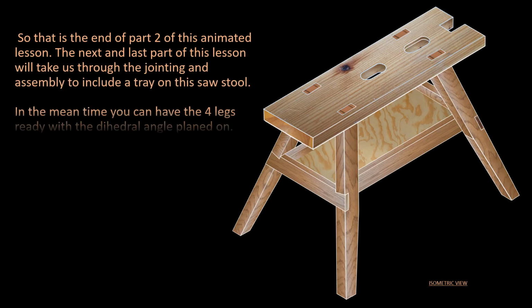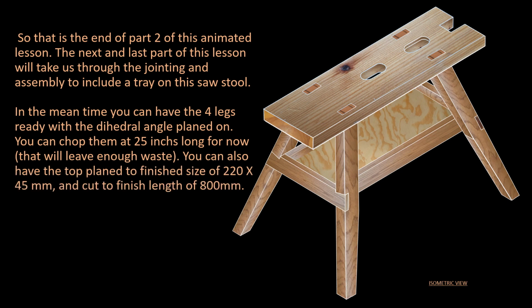So that is the end of part 2 of this animated lesson. The next and last part of this lesson will take us through the jointing and assembly to include a tray on this saw stool. In the meantime, you can have the 4 legs ready with the dihedral angle already planed on, and you can chop them at 25 inches long for now. That will leave you enough waste, and of course you can have the top machined up to its size, and you can have it chopped off at 800mm long.